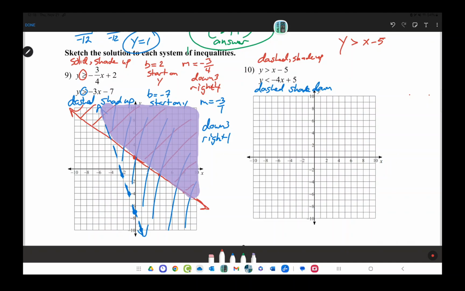So number 10, my first line, this b is -5. That's b, -5. My slope isn't there, and understood 1. Now, since it's not a fraction, we're going to put it over 1. We're going to start on y at -5. And we're going to go up 1, right 1. And you can keep going as often as you want. This is dashed. Shading up.